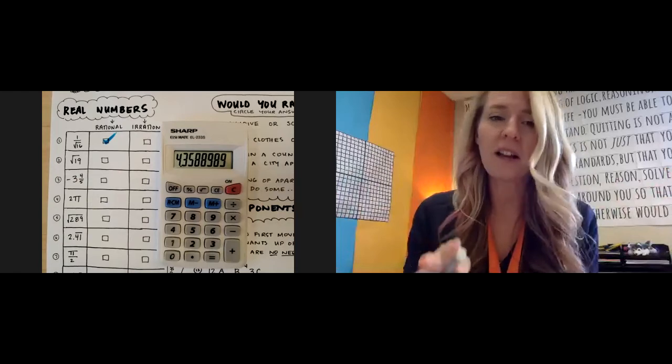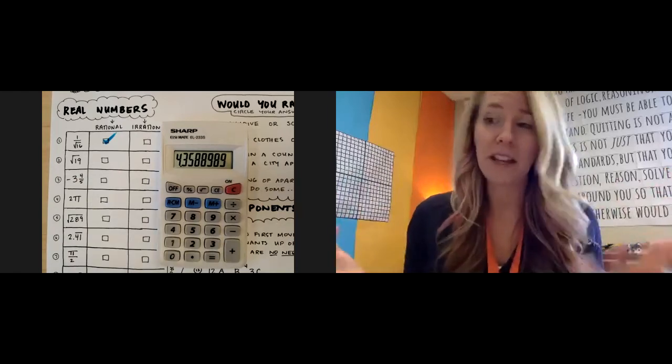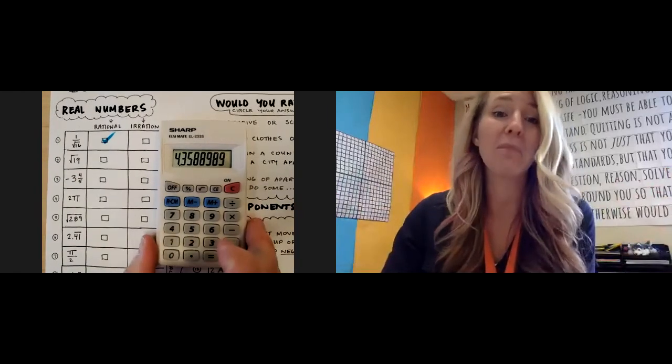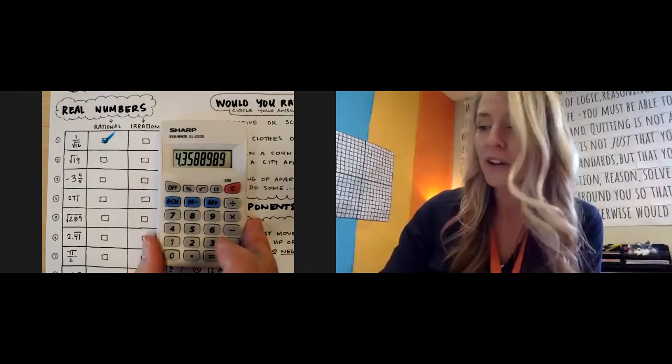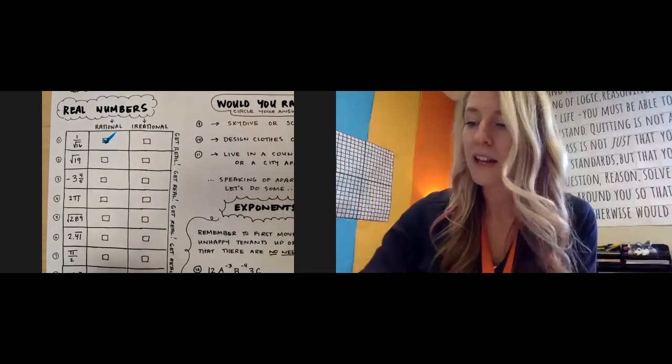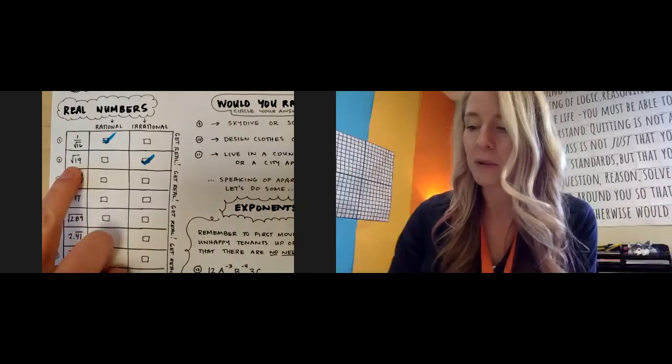Now the calculator has to stop, because the calculator's got a job to do and it's done for right now, but it would go on literally forever if we kept doing that number. So that is irrational. There was a non-perfect square.